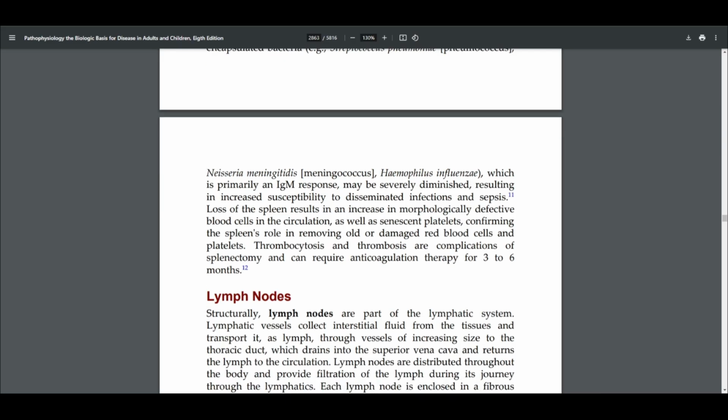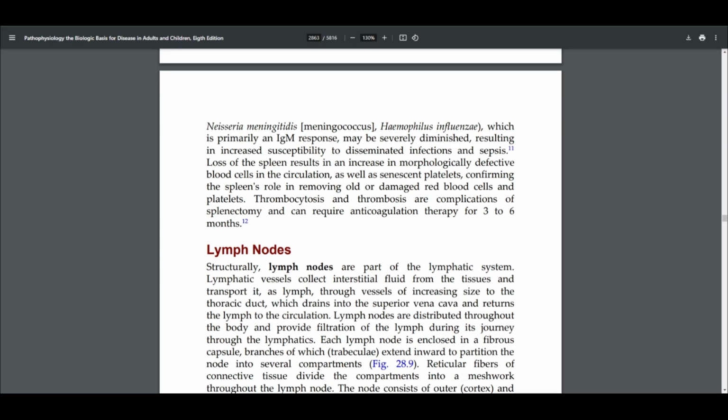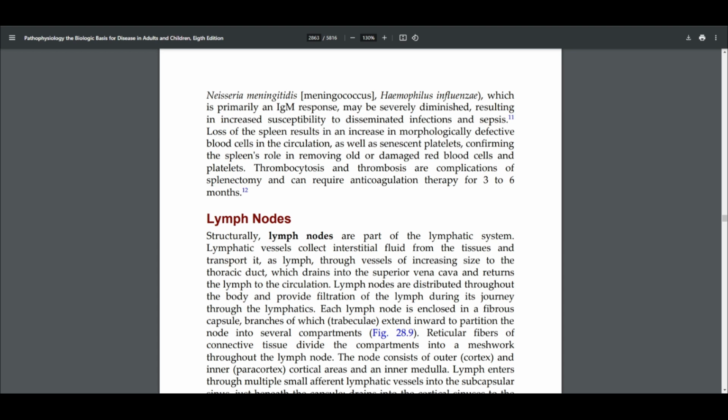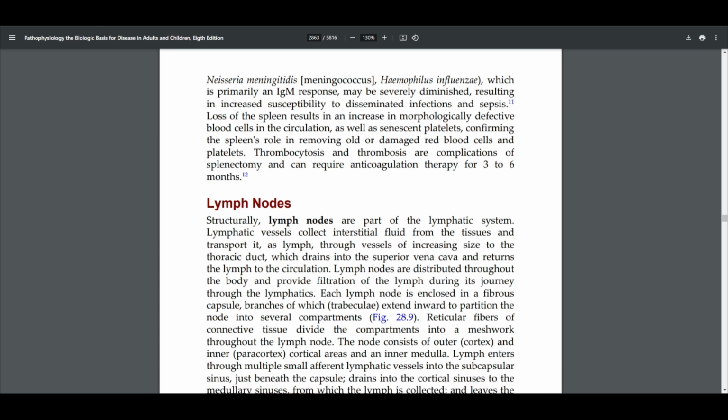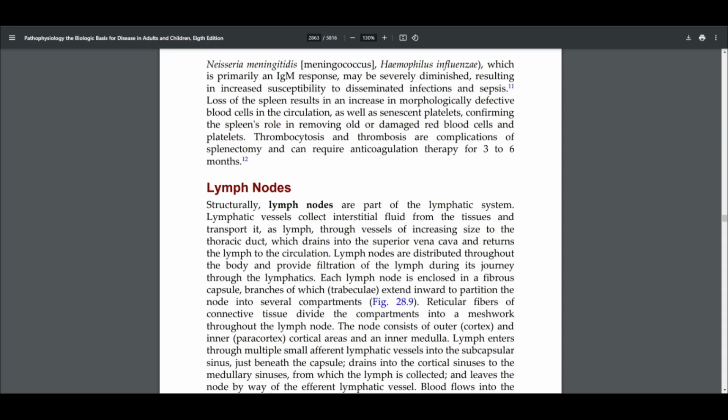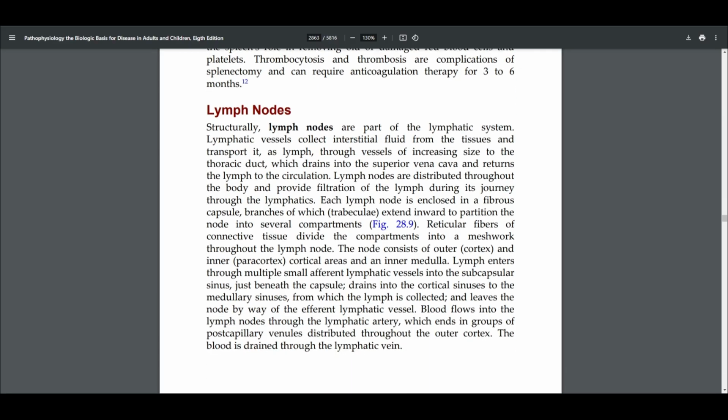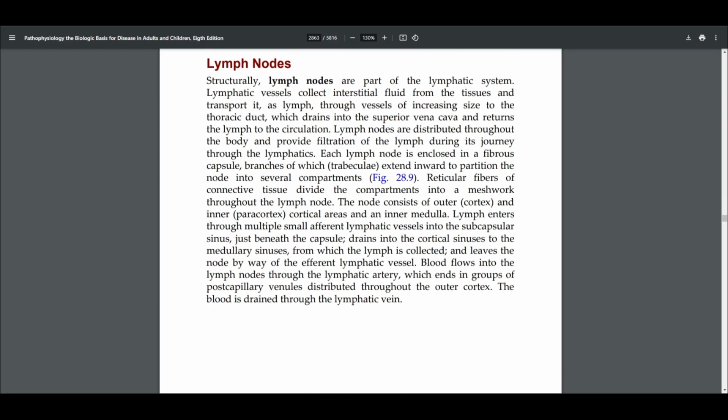Loss of the spleen results in an increase in morphologically defective blood cells in the circulation, as well as senescent platelets, confirming the spleen's role in removing old or damaged red blood cells and platelets. Thrombocytosis and thrombosis are complications of a splenectomy and can require anticoagulation therapy for 3 to 6 months. Which brings us to lymph nodes.